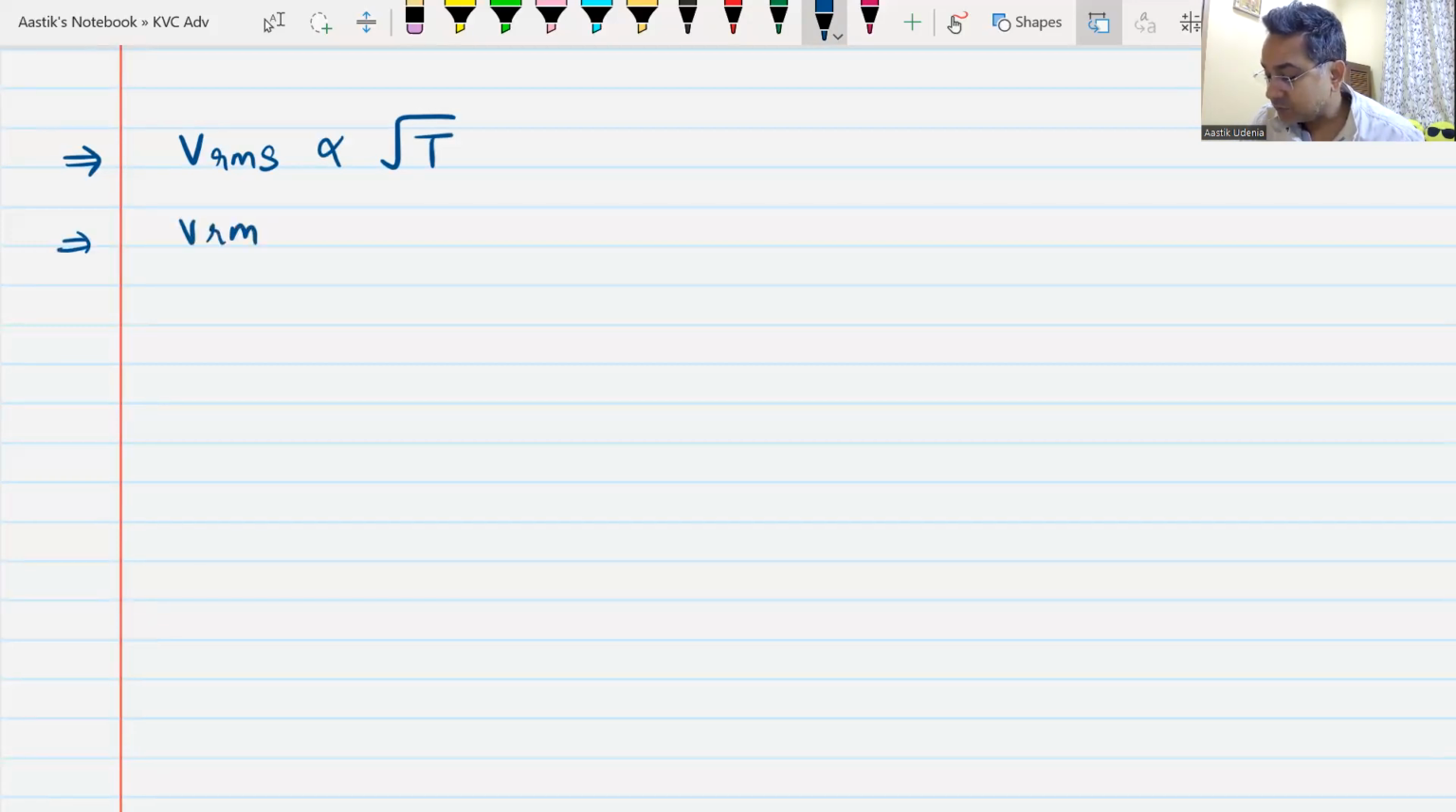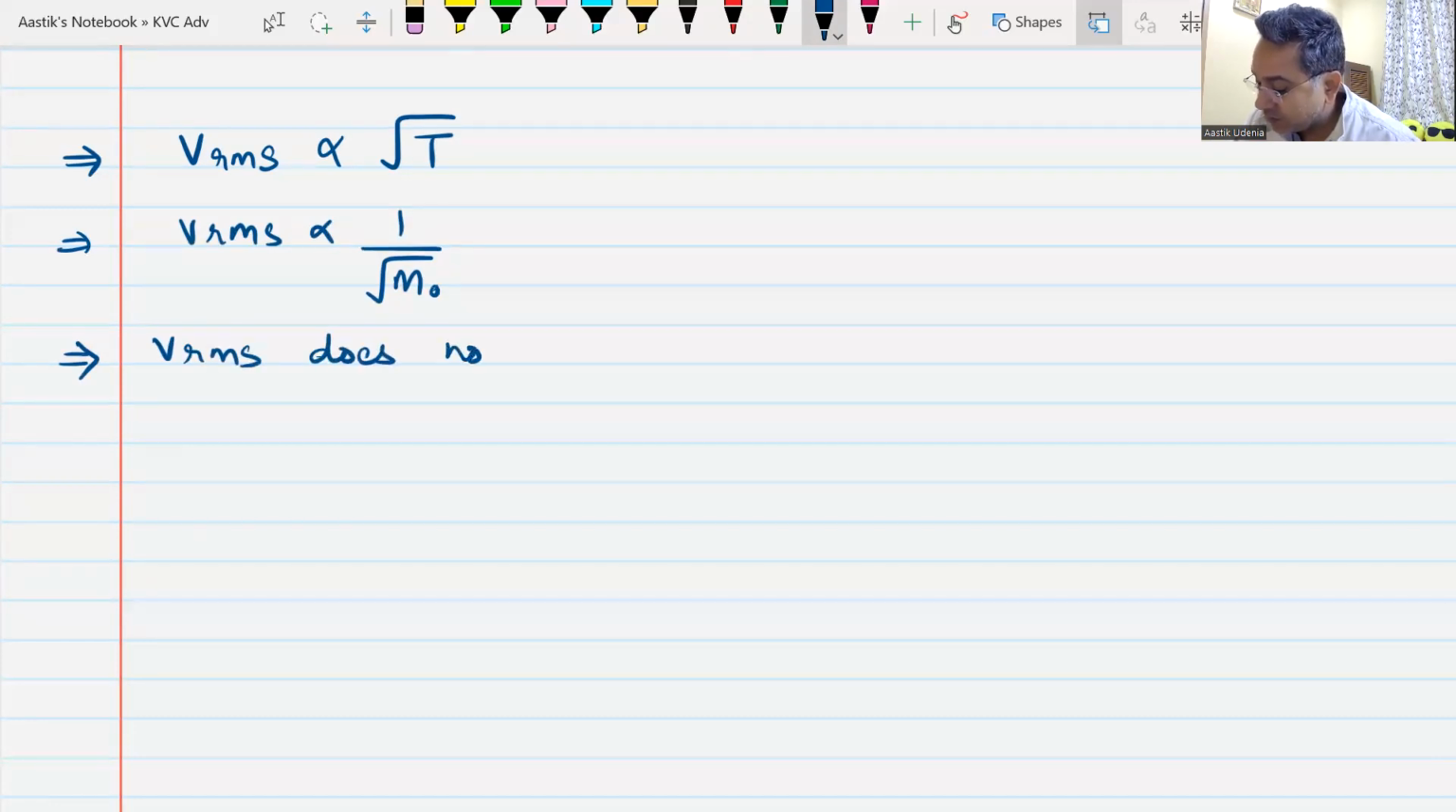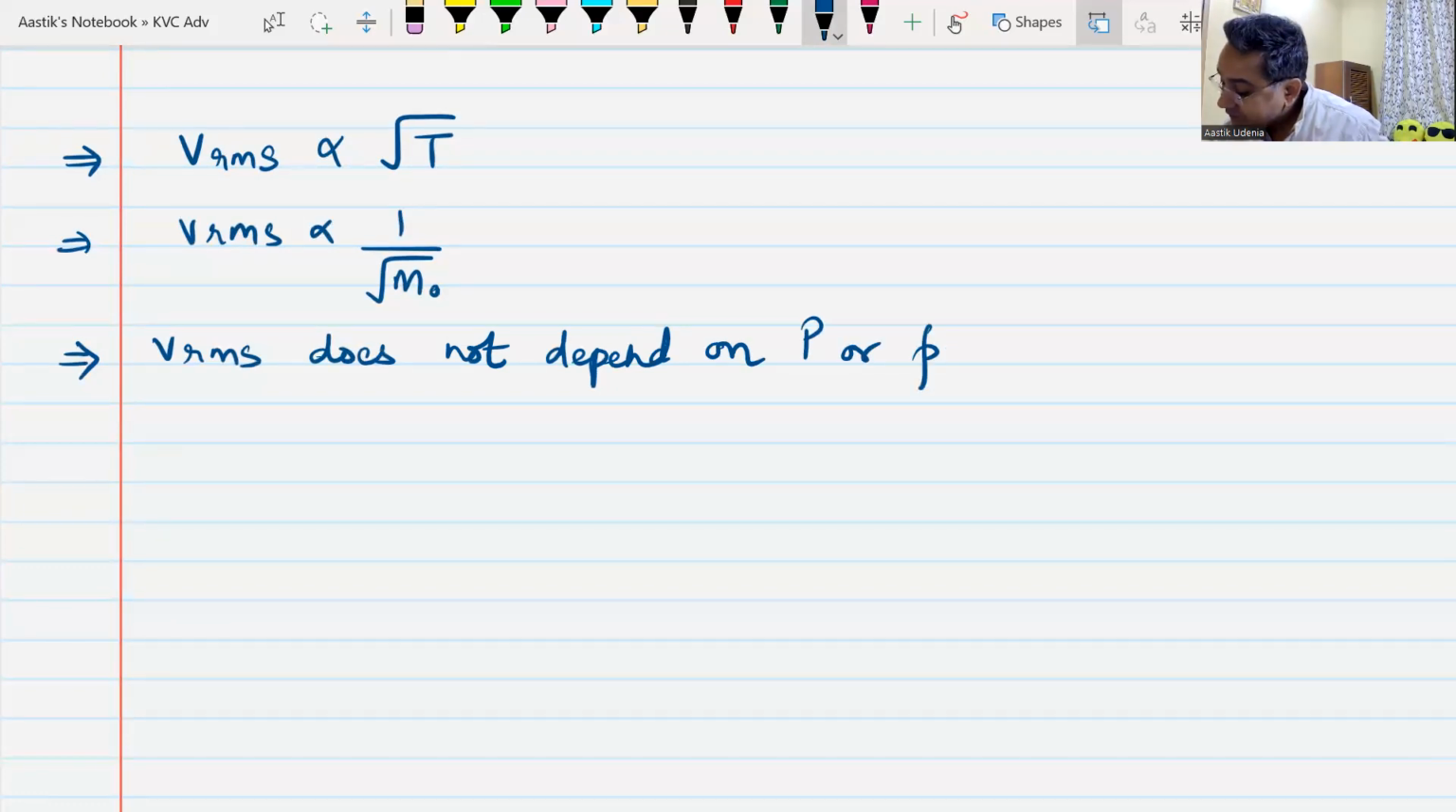VRMS is inversely proportional to the square root of the molecular mass of the gas. Does it depend on the pressure or temperature? It does not depend on pressure or density, if temperature is constant. Do we understand this?